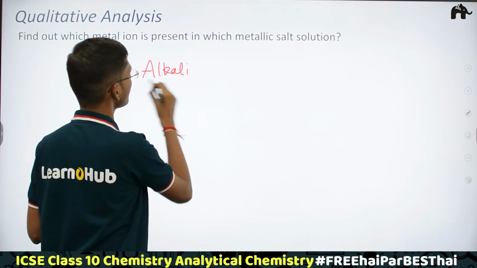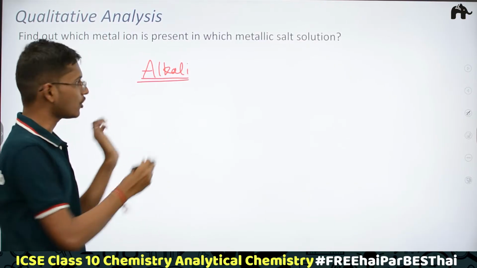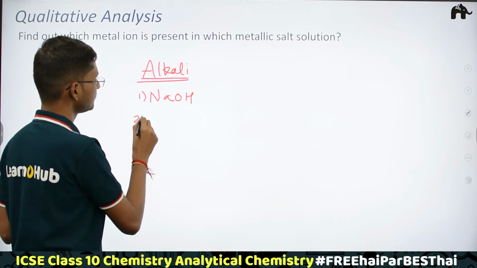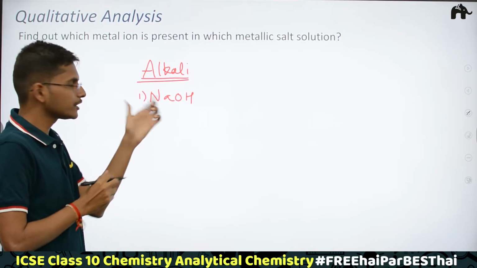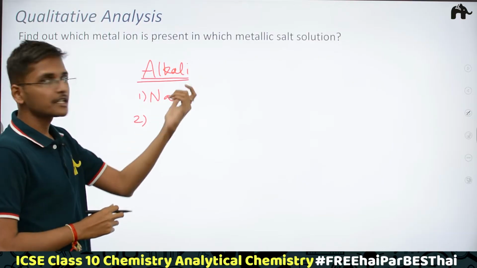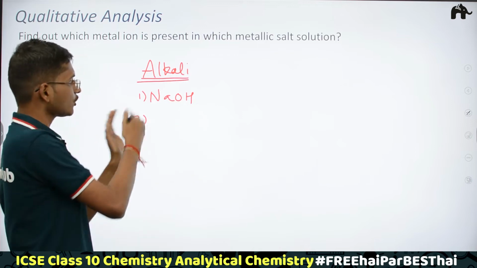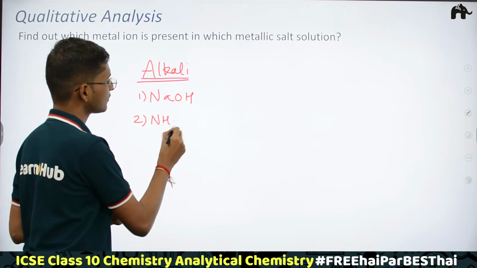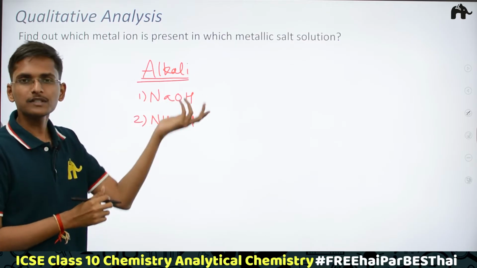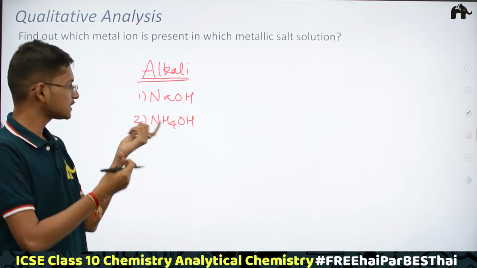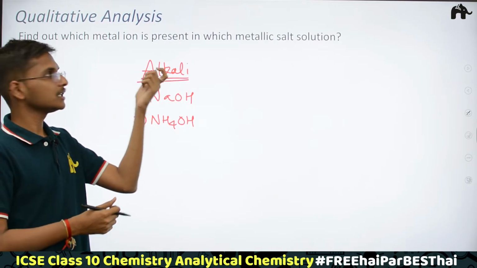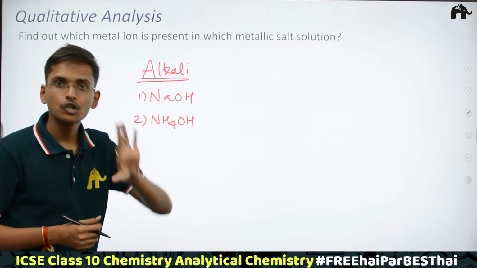We are going to take help of sodium hydroxide first, and with the help of sodium hydroxide we are going to identify which metal ion is present in the particular metallic salt solution. Then we are going to take help of ammonium hydroxide as well. Ammonium hydroxide also helps us to identify which metal ion is present in that particular metallic salt solution.